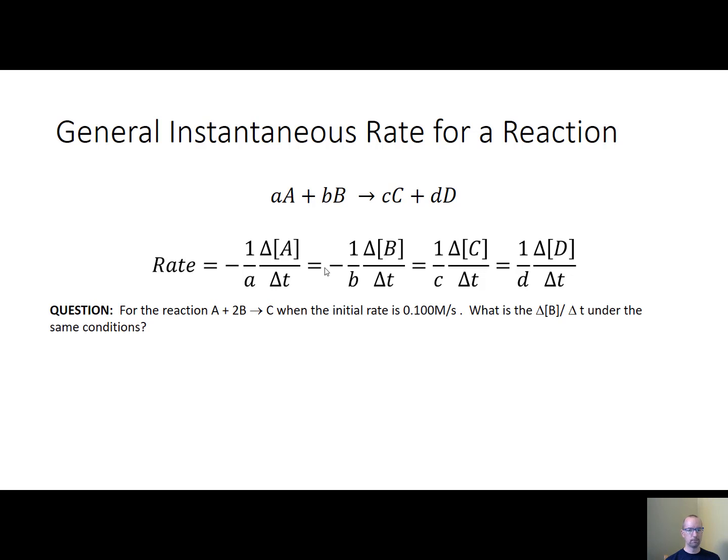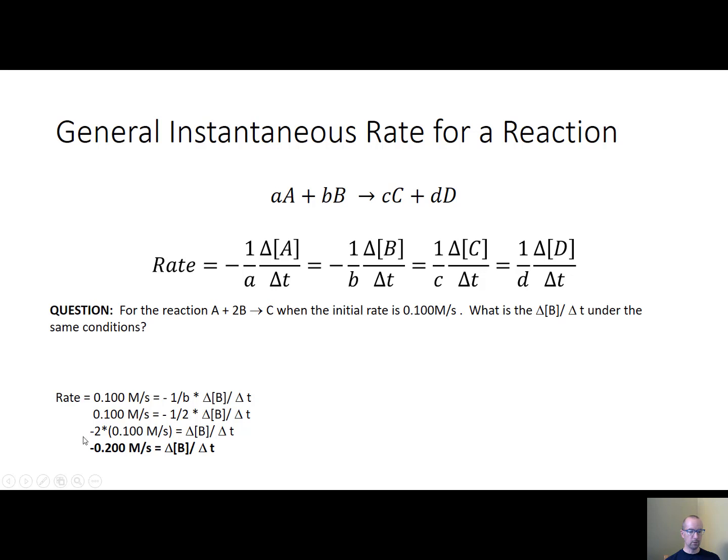Just try it. Okay. So the rate of this is 0.1 molar per second, and that is equal to negative 1 over b times the change in concentration of B over time. All I need to do is plug in a 2 for that lowercase b, because that's the only number I have given from this equation. And then I'll go and multiply it through.